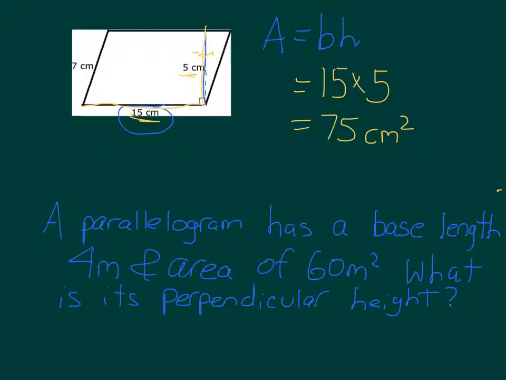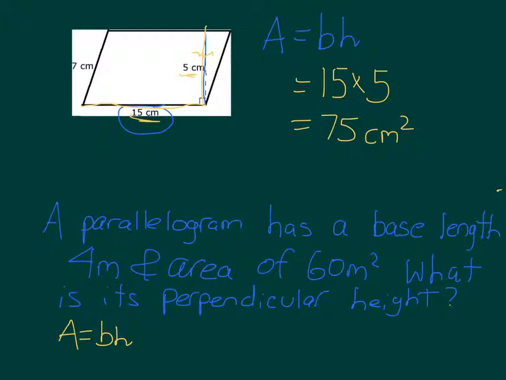So one thing I love about maths, and I'm sure you guys love it too, I know you do, even if you don't want to admit it to yourself, is that when I give you a formula, it works all the time. So area equals base times height works for any question involving parallelograms. So why don't we just write that down as a starting point? So area equals base times height, okay?